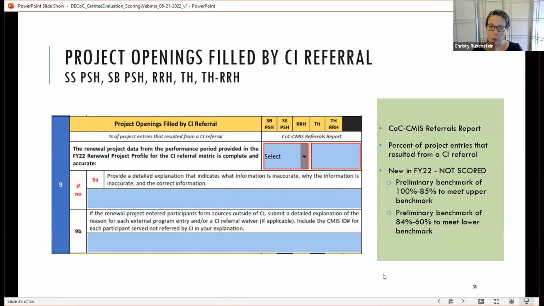Another new one that is not being scored: project openings filled by a centralized intake referral. So again, this one is sort of exploratory. This is not from the APR, but will come from a CoC CMIS referrals report. And it will look at the percent of project entries that resulted from a CI referral. So this one's very exploratory. I think we're going to see how it works, but our preliminary benchmark is about 85% or more of the entries should be from a CI referral, with a lower benchmark of 60 to 84%. And this one also will have an option to describe if folks are entering from outside of centralized intake, you get to talk about that and why.